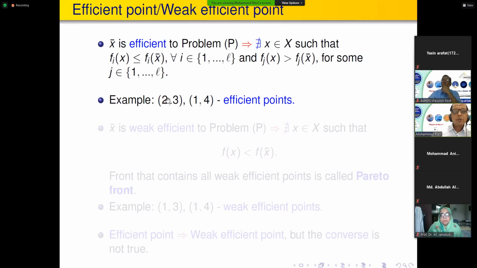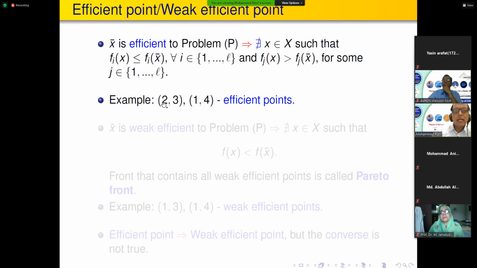Say that 2 is a value for f1, 3 is a value for f2. Similarly, 1 is a value for f1, 4 is a value for f2. Now, if you claim that 2, 3 is the efficient point, then we will not find any x such that this point is clearly dominated. So if you look at these 2 points, what happened?